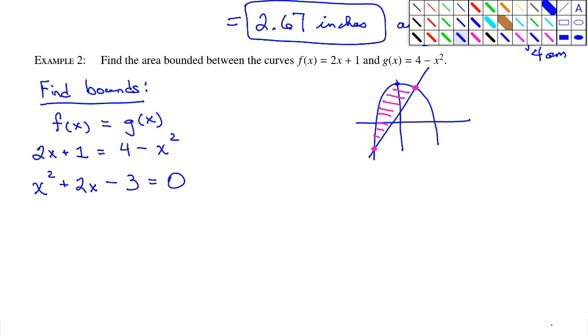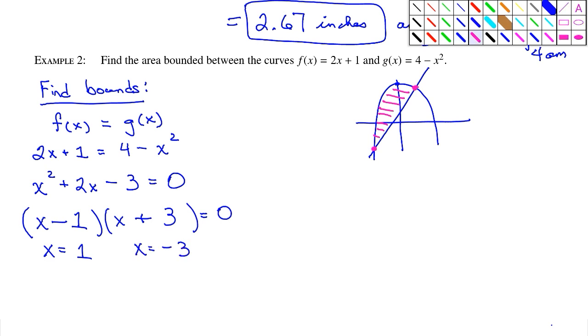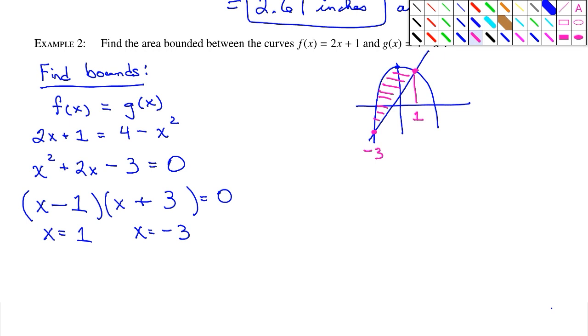Then we factor. We have x and x. We have 3 and 1. We'll use a positive on the 3, a negative on the 1, and that gives me the solutions of positive 1 and negative 3. And that's what these numbers were here. So this is 1 and this is negative 3. So we're going to integrate from negative 3 to 1. So we're going to have area is equal to the integral from negative 3 to 1.